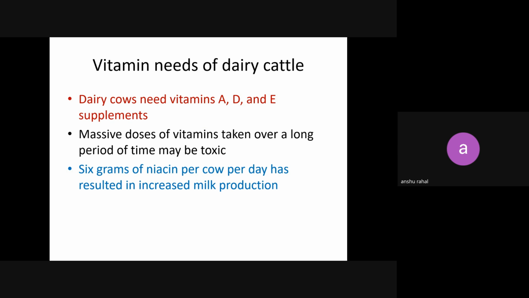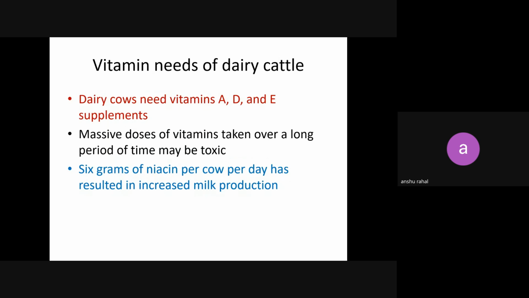Vitamin deficiency in the animal can lead to very serious problems. If there is vitamin A deficiency, the animal will become more susceptible to infections. If there is vitamin D deficiency, then bone disorders are more common. And if there is vitamin E deficiency, then fertility problems may arise within the animal. So the animals need to be given these vitamins daily.